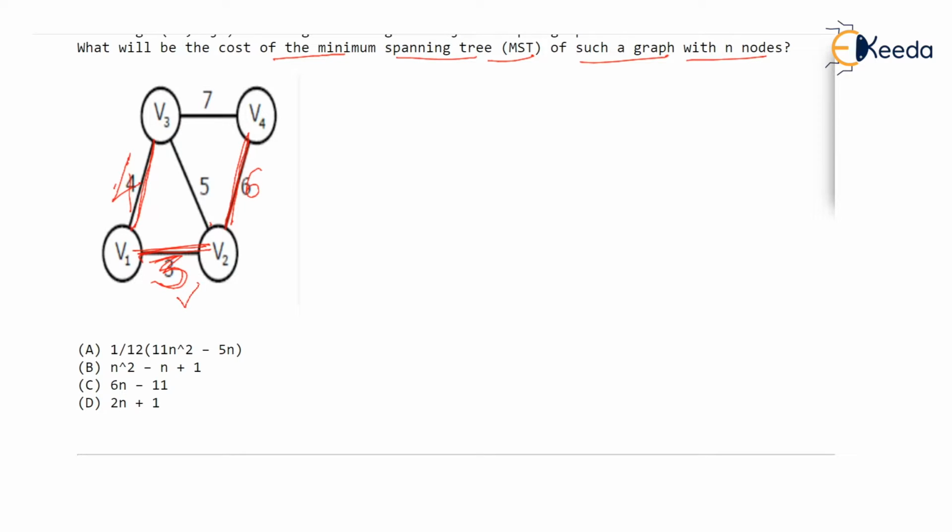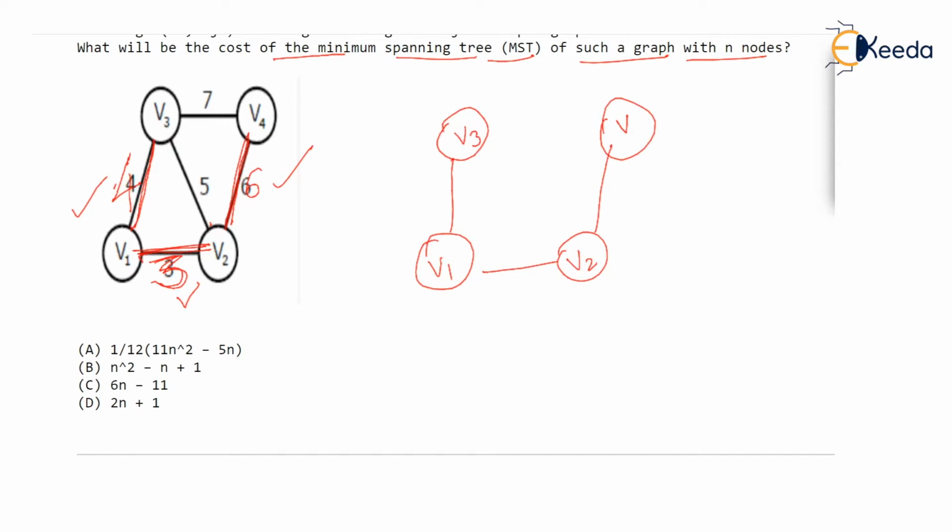Remember, in a 4 vertex graph, if you are creating a tree, then there can be only 3 edges. That means if v vertices are there, there can be only v minus 1 edges in the tree. So the minimum cost spanning tree that we have got is: v1 to v3 is connected, v1 to v2 is connected, and v2 to v4 is connected, with the weights 4, 3, and 6. So the total we have got here is 13.